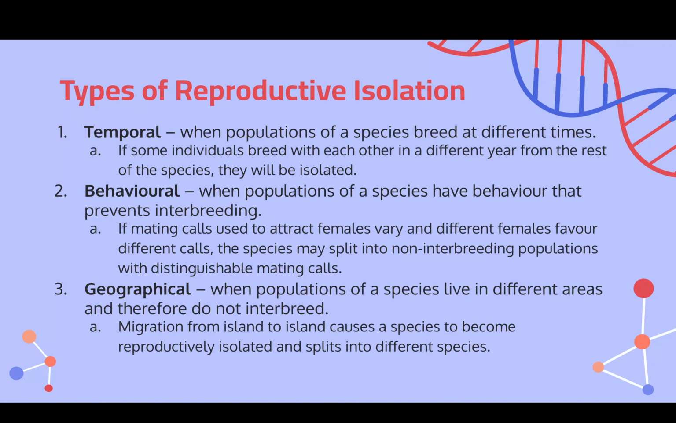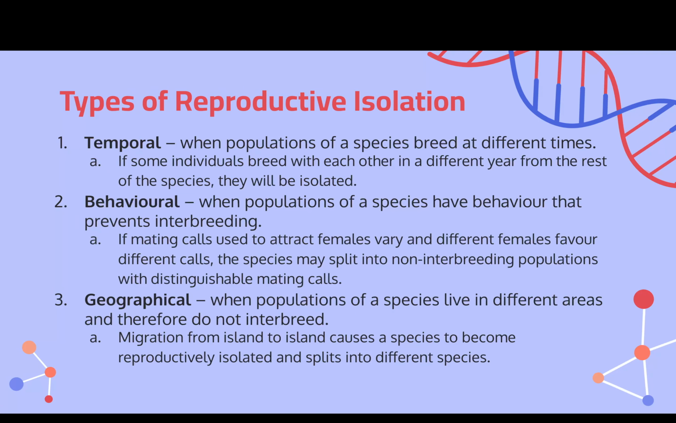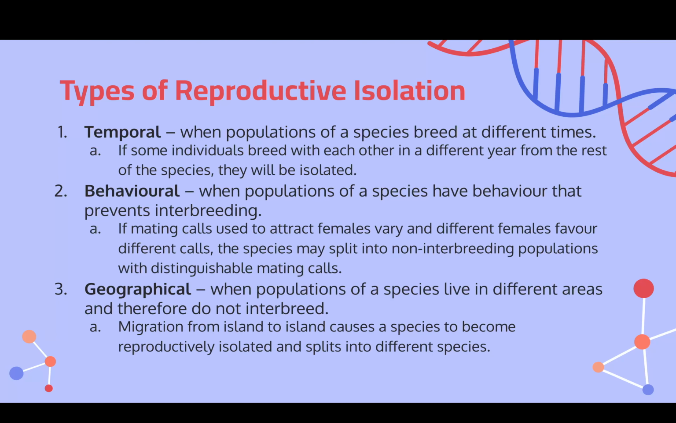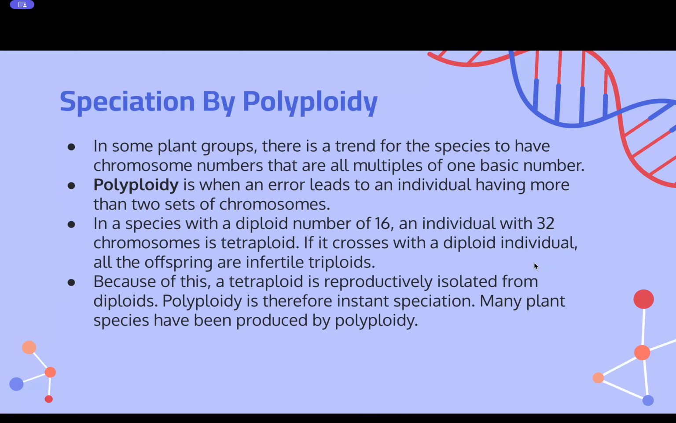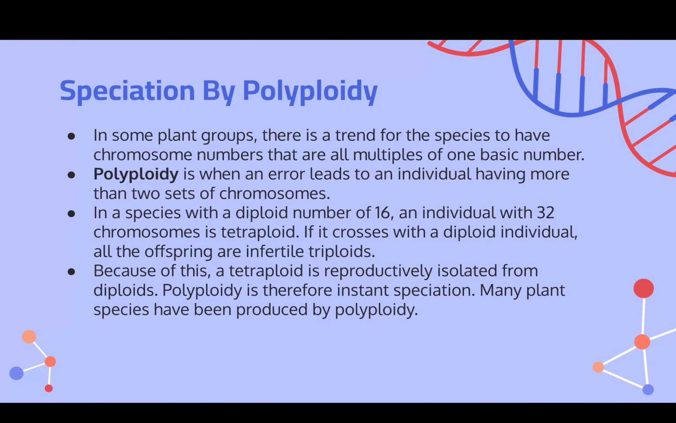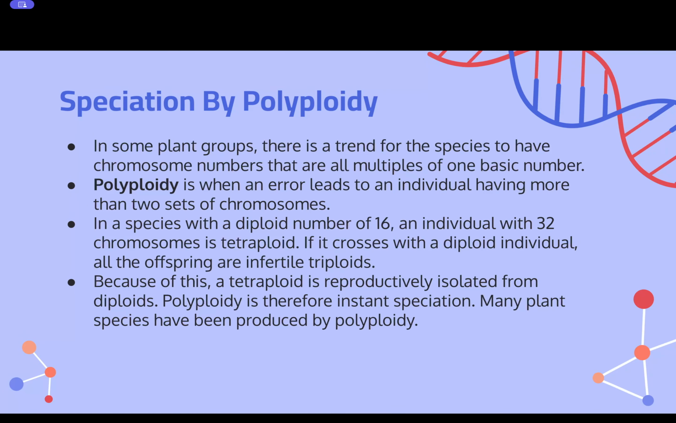Does reproductive isolation and speciation make sense? And then the last one is speciation by polyploidy, which is the question that Robert asked before. And then we're done, basically.